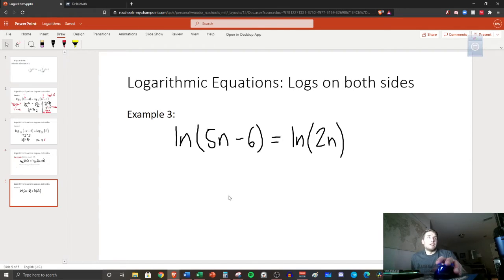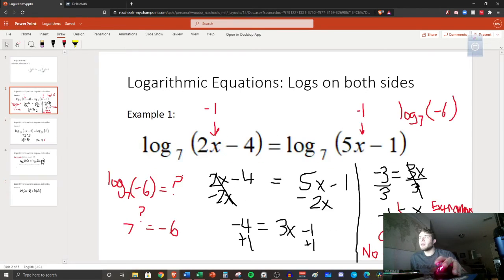All right, so I'm going to pause it. You're going to write this in your notes: natural log of 5n minus 6 equals natural log of 2n. So I'll pause, try to work it, and see if the answer works. Okay, so you've had time to work it. So the question is, what is the actual base?